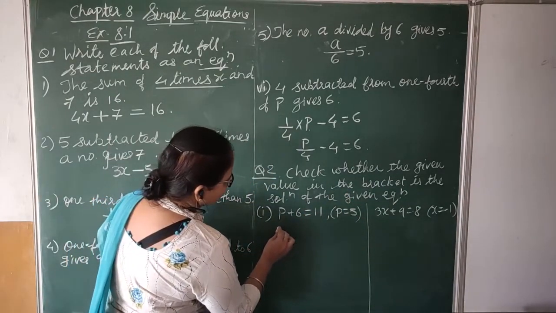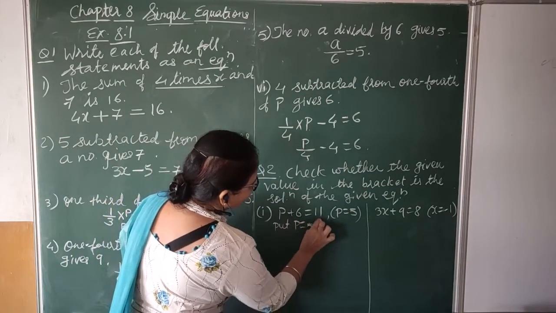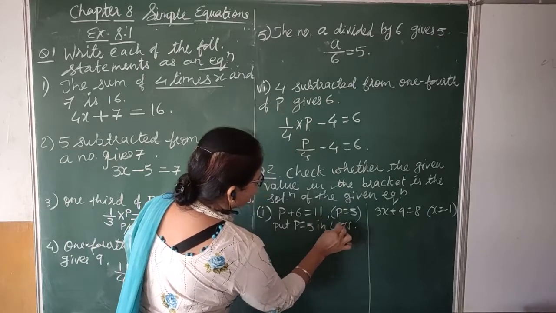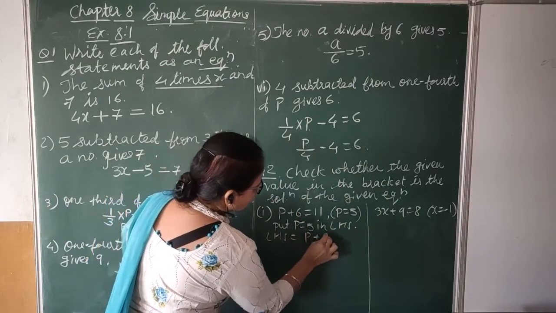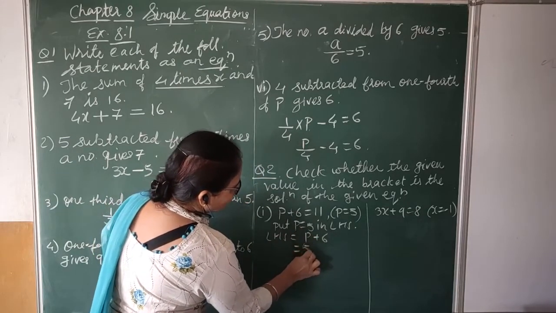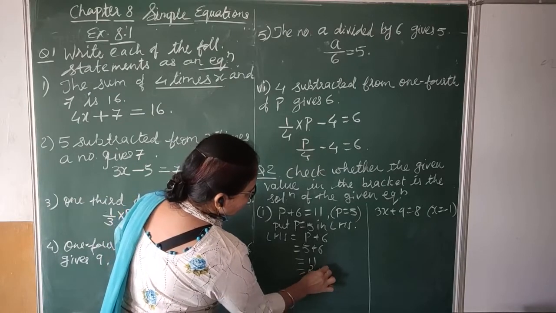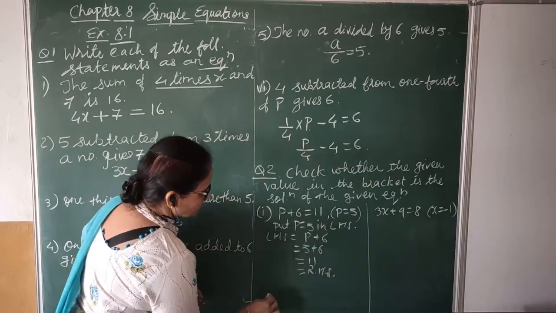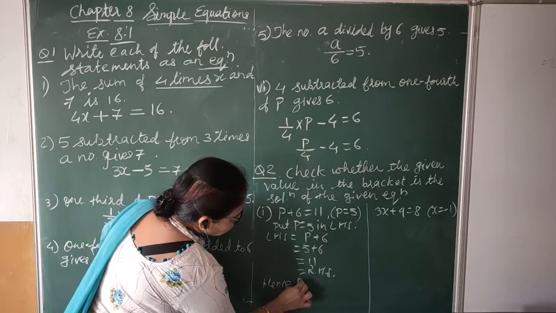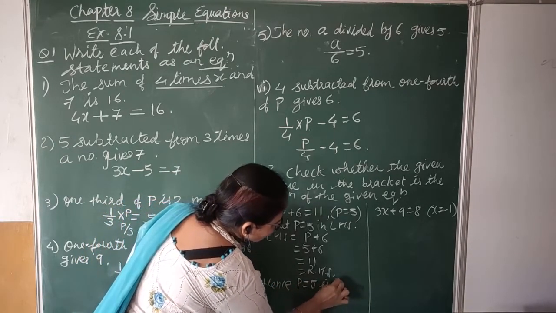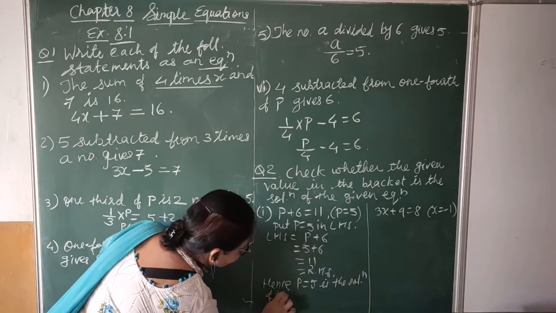We will write here, put p equals to 5 in LHS of the equation. So what is your left hand side? P plus 6. So in place of p you will put 5. 5 plus 6. Simplify. You are getting 11, means LHS is equal to RHS. So we will write hence p equals to 5 is the solution of the given equation.